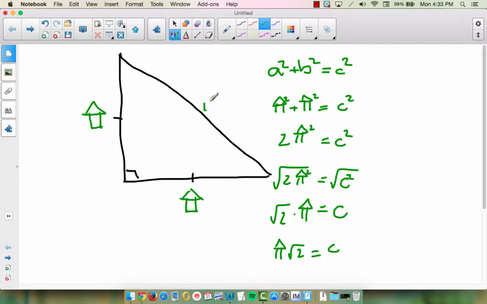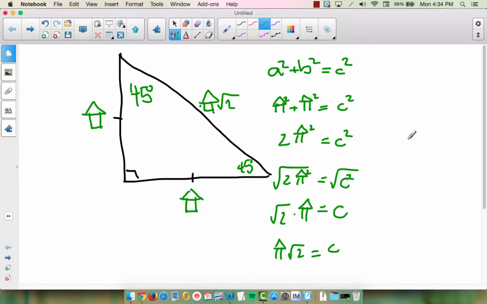So you may have seen this before. I hope you have. We can talk about the sides of a 45-45-90, or a right isosceles triangle, as house, house, house root 2. The hypotenuse being multiplied by the square root of 2.